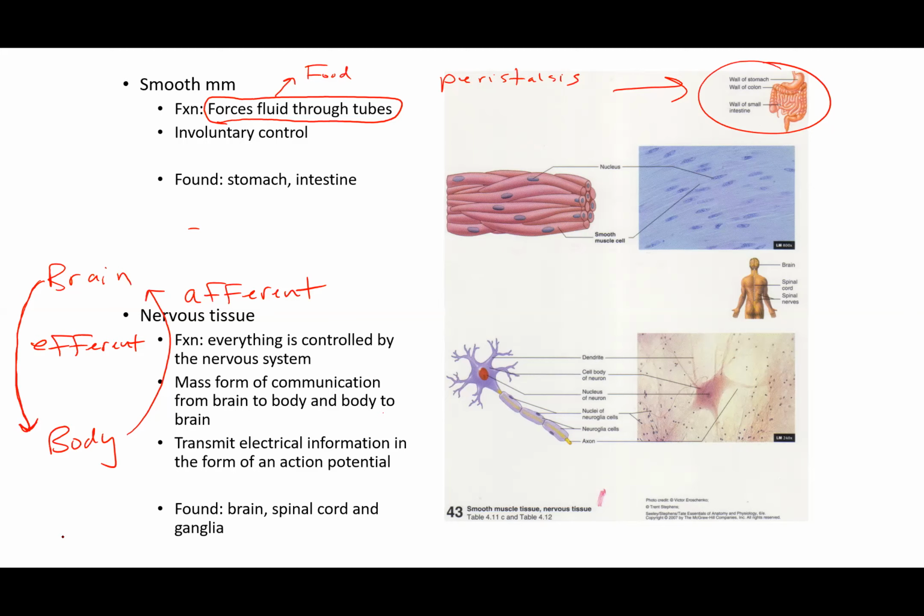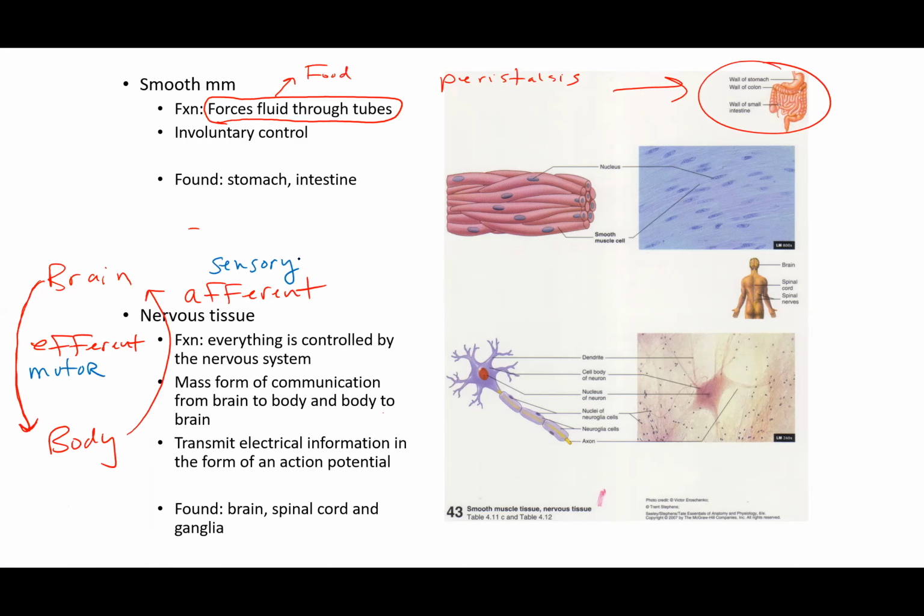In layman's terms, here's another way of saying that. So afferent would be sensory, and efferent would be motor. Okay, so here's an example. If you touch a hot stove with your hand, the information goes from your hand to your brain. That would be sensory. You felt it. And of course, it was hot.